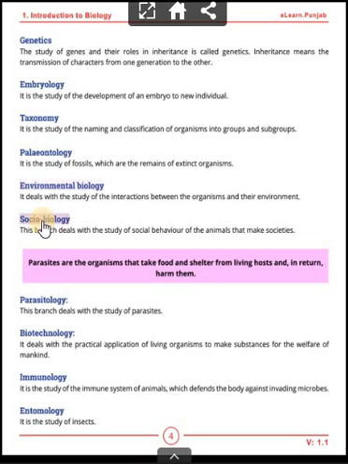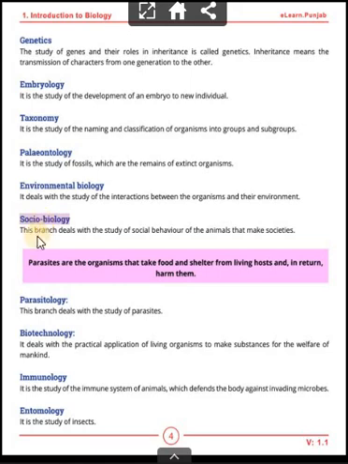Next one is social biology. As we are living in a specific area, there must be some social interaction with our people, with our environment, with the things around us. In the same way, the social behavior of animals that make societies is studied in sociobiology.